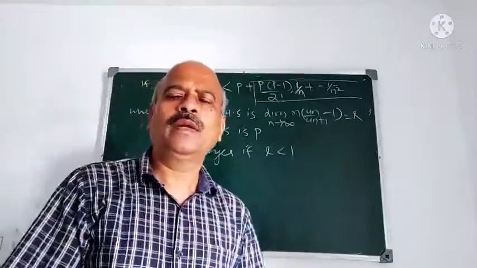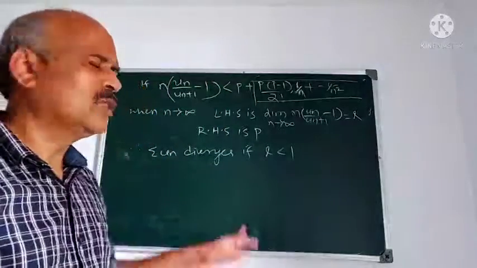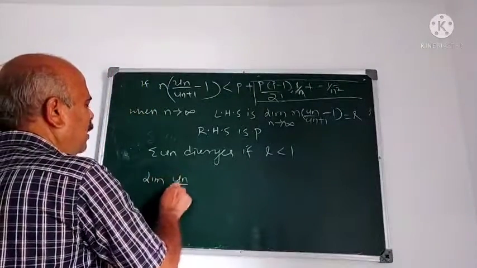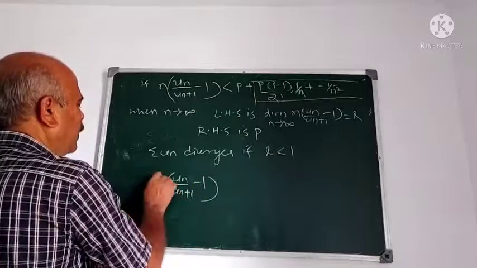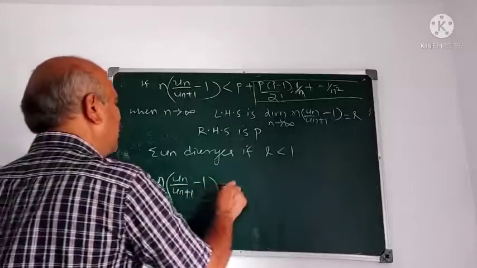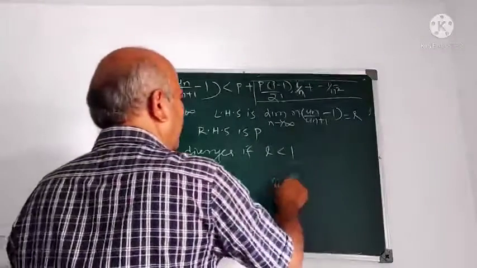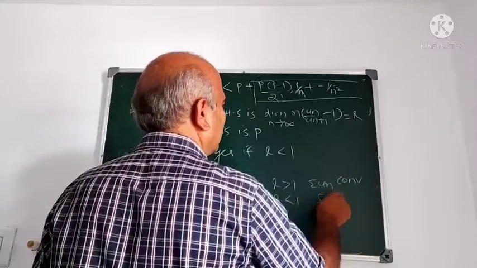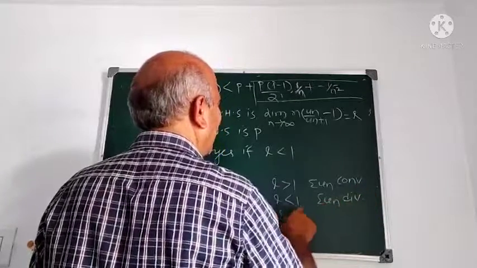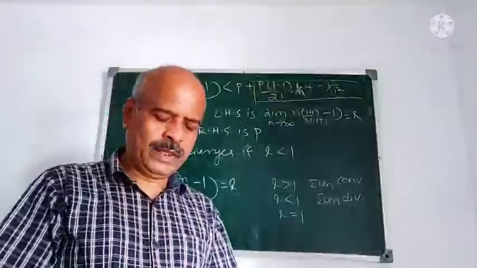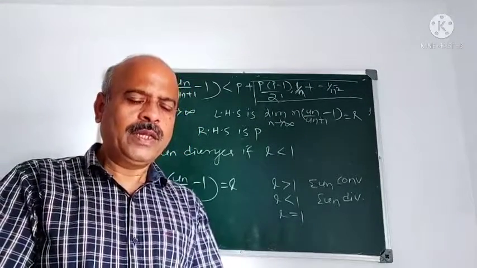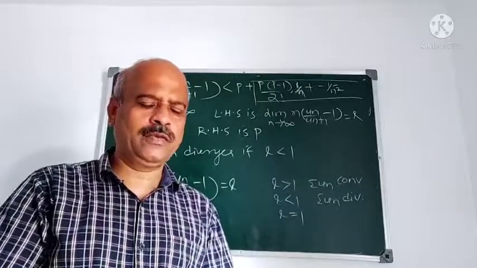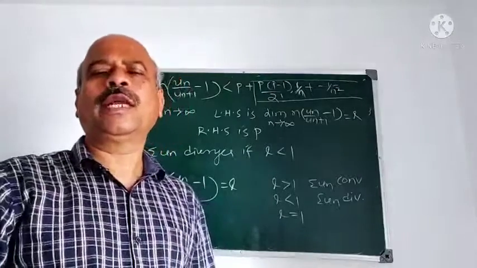So what does Raabe's test say? It is like this. Suppose sigma un is a series of positive terms and limit un by un plus 1 minus 1 into n as n tends to infinity is L. Then L greater than 1, sigma un converges. L less than 1, sigma un diverges. Test fails when L is equal to 1. Now this Raabe's test is useful when D'Alembert's ratio test fails. In that case we use the Raabe's test.